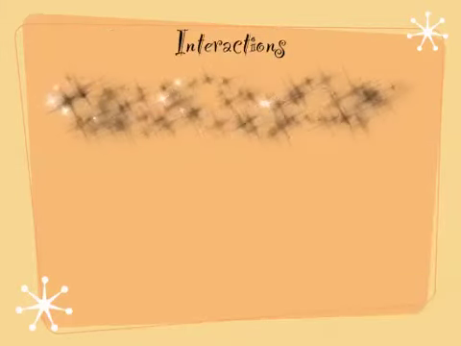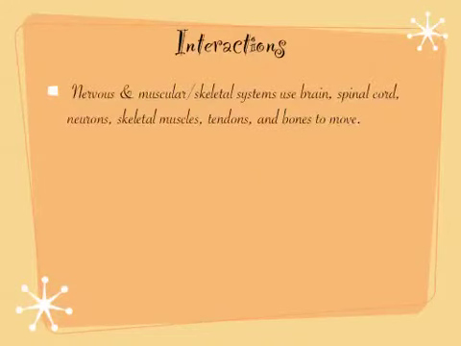Now let's talk about how the nervous system works with other systems. In order to move, your nervous system needs to work with your muscular and your skeletal systems. Your brain, spinal cord, and neurons, which are part of your nervous system, will give messages to your skeletal muscles, tendons, and bones to move.